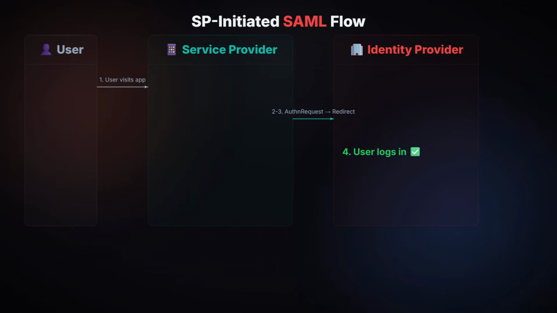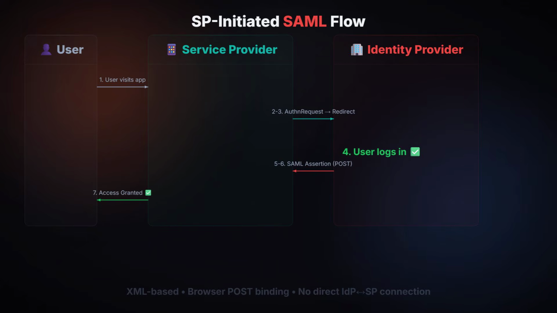Now here's the key difference. Instead of using a back-channel authorization code exchange like OpenID Connect, the browser directly posts the assertion back to the application's assertion consumer service endpoint. The application validates the signature, reads the assertion, and grants access.